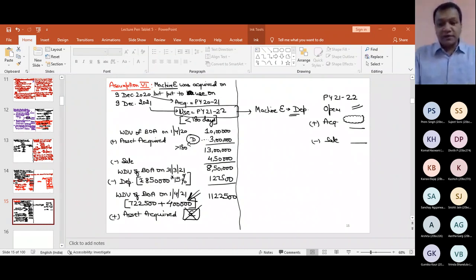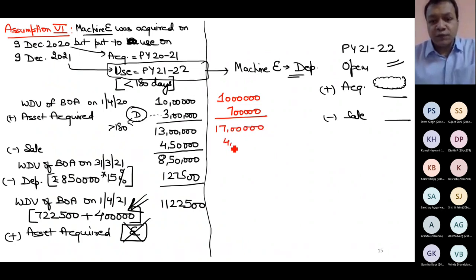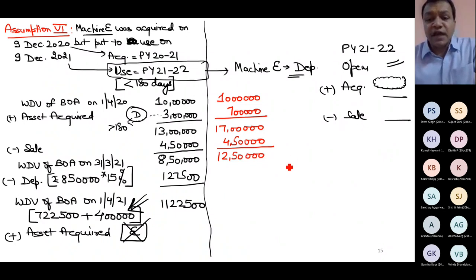अगर हम आपके हिसाब से बात करें इसमें, तो मतलब आप जो कह रहे हैं वो कह रहे हैं 10 lakh and here it should be 7 lakh. Total is 17 lakh. Sale 450. This becomes 1250. But when I charge depreciation, I should be careful.